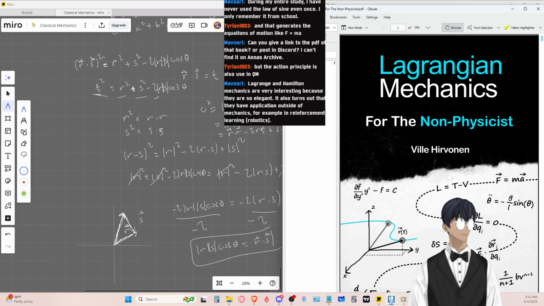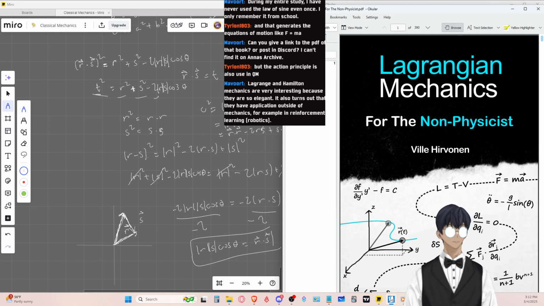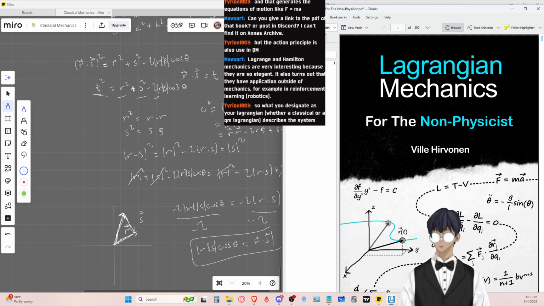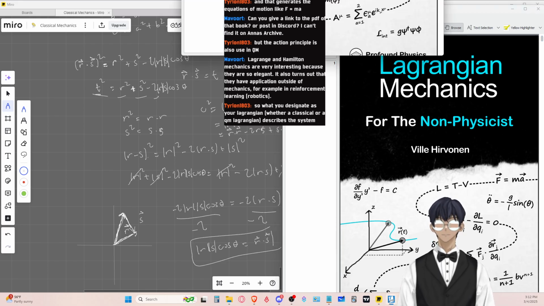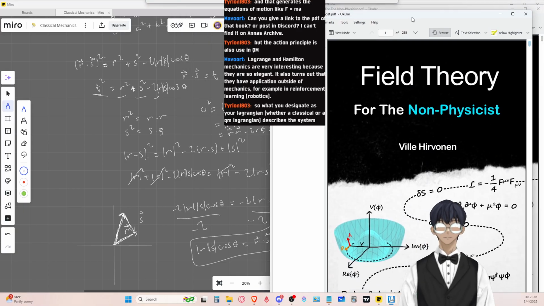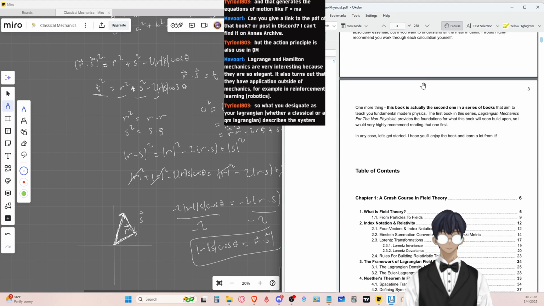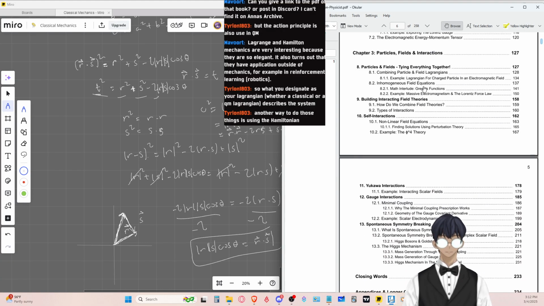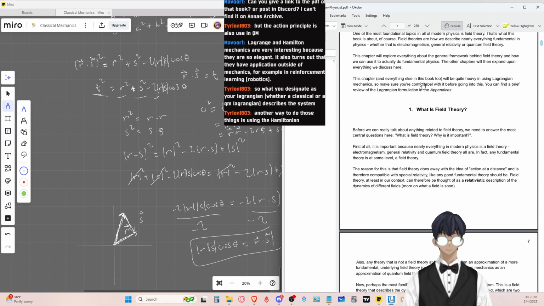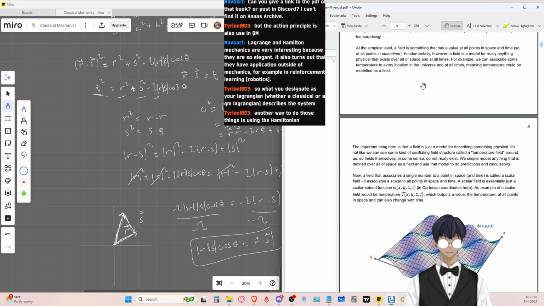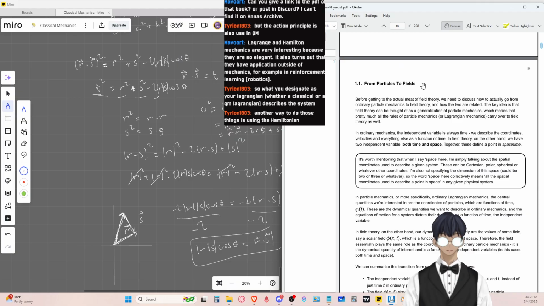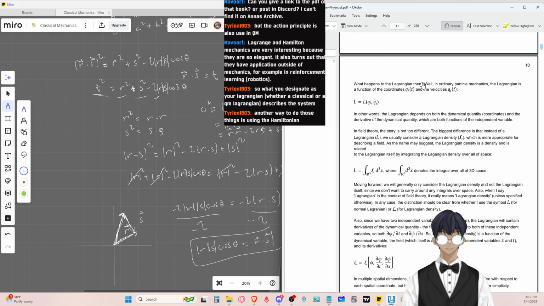But the action principle is also used in... Yeah, because I also have another book. Let me see. It's in my same file here. It's called Field Theory for Non-Physicists. So this book does talk about, I think it's called the Lagrangian parameter. Let me see, where does it say? The Lagrangian density.